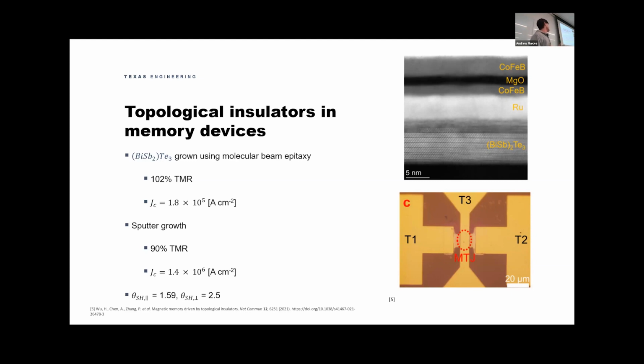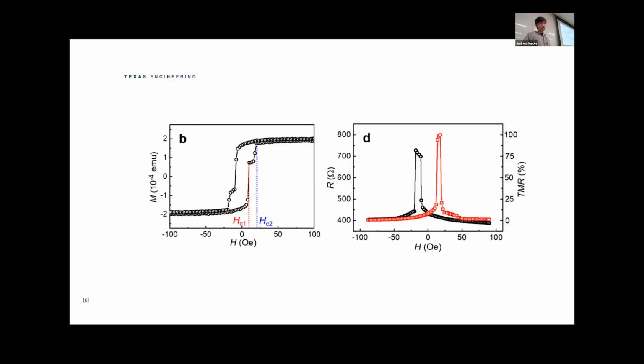And lastly, using spin orbit torque ferromagnetic resonance, the spin Hall angle of the in-plane sample was measured at 1.59, and the perpendicular magnetic anisotropy sample was measured at 2.5. Oh, and then furthermore, these are both measured from the in-plane sample. So on the left is the hysteresis loop, the field loop, and then on the right we have the resistance and TMR measurements.